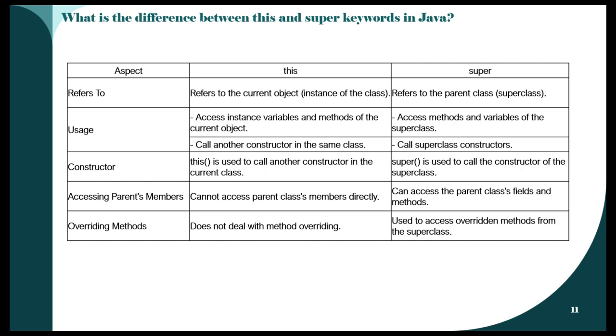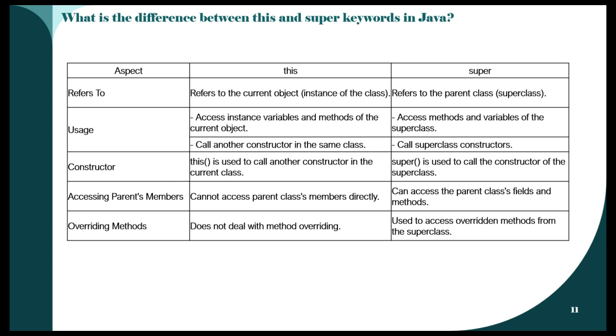Now, where do we use it? Basically, we use this for accessing the instance variables and methods of the current object. You can also call, let's say, another constructor in the same class itself, so there are multiple constructors which have different parameters. But in the case of super, what you do is access the variables and methods of the superclass if you want to call them.